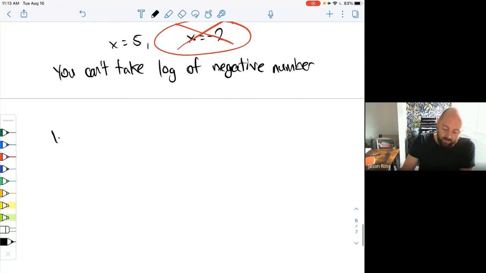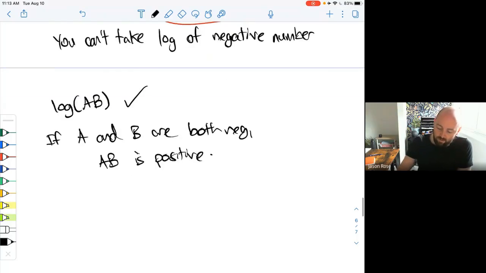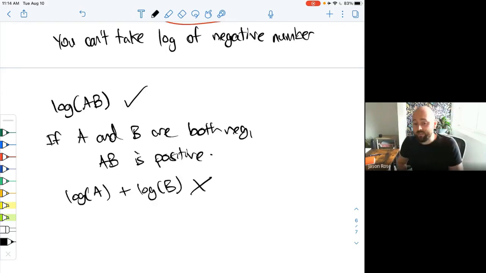Okay, let's say we have log of AB here. If A and B are both negative, then A times B is positive. So log of AB works, but log of A plus log of B does not work, because you can't take the log of a negative number, as we found out. If you remember, negative numbers aren't in the domain. The graph of log looks like that. You can't take the log of a negative number out there.